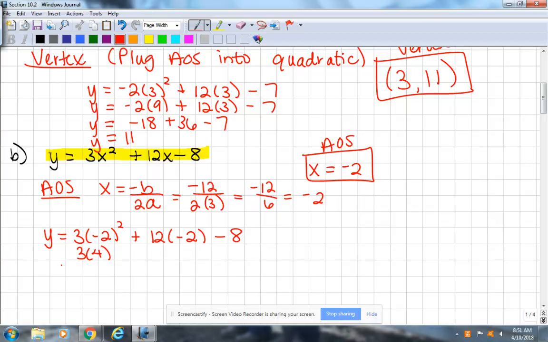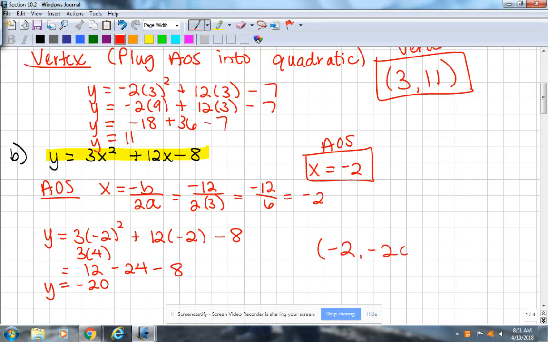So that's 3 times 4. What is 3 times 4? 12. What is 12 times negative 2? And then minus 8. And then you can subtract across. 12 minus 24 is negative 12. What's negative 12 minus 8? So there's my y value. y equals negative 20. So what's my ordered pair for my vertex now?